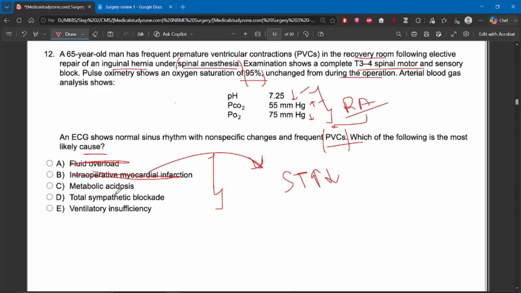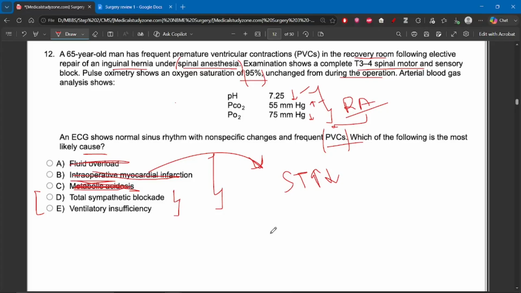Metabolic acidosis is very blatantly wrong because we just figured out that this is respiratory acidosis. And the rest of the two options I don't know anything about. If I'm a student and I don't know where the question is going, and I don't know what the options are saying, at least I have increased my chance of getting the answer correct. So now it's a 50% chance that I'm going to get it correct, because the correct answer is going to be between these two.